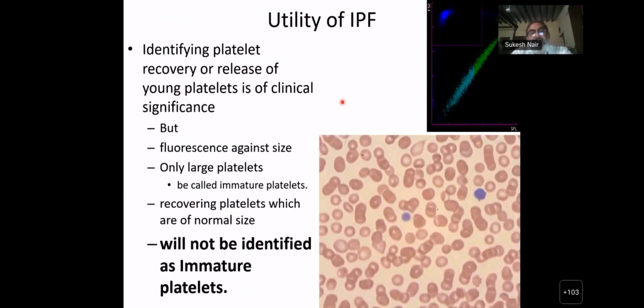So then I realized, over a period of time, from the time I got it, that if you look at the scatter plot of the platelets, the fluorescent platelet count, there's a direct correlation between the fluorescence of the platelets and the size of the platelet, the forward scatter. So if the size of the platelets is large, it will be called immature platelets. If it is small, it will not be called an immature platelet, even though we know that this platelet must have been very young. But it will not be called immature platelets.